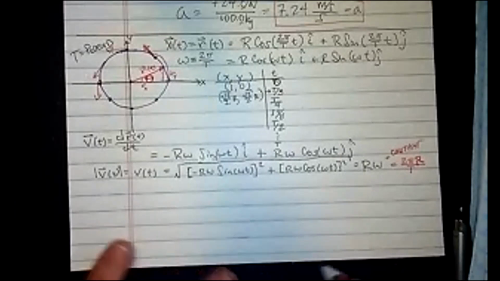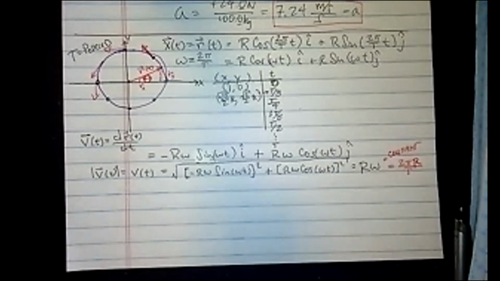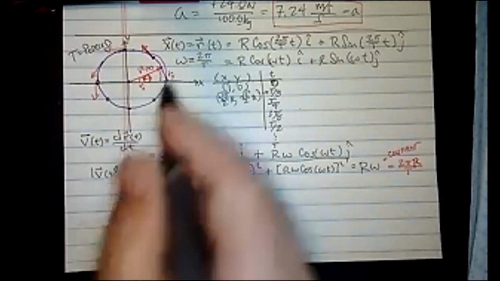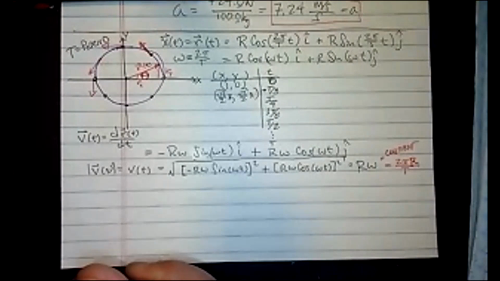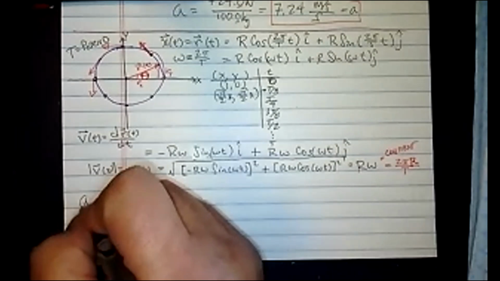So now we've got the velocity. That's not really what I was going for, but it is the first step to getting what I was going for. What I'm going for is the acceleration, because it turns out in order for this thing to actually follow this motion, it has to accelerate inward. It has a centripetal acceleration.